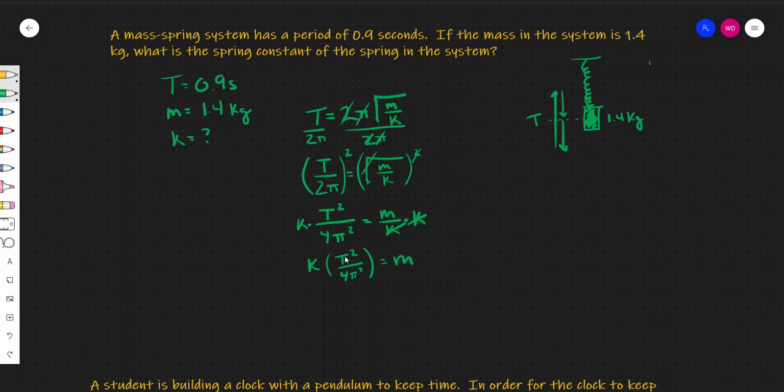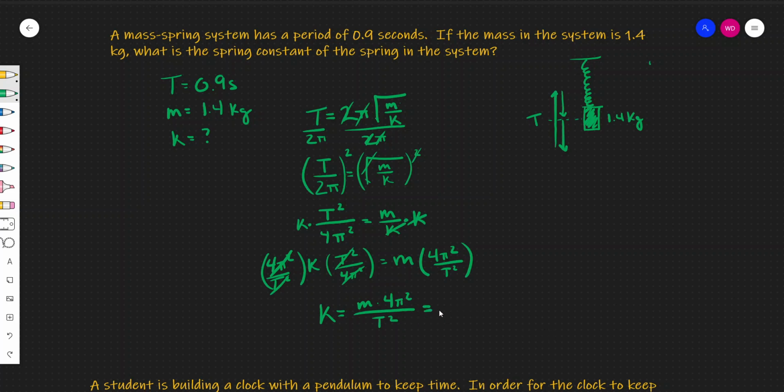So I need to get 2 pi squared over 4 pi squared away from this side and over here. So I need to take the opposite of it. So 4 pi squared over t squared, right? Because now 4 pi squared up top and bottom cancel, t squared canceled. If I do it to one side, I have to do it to the other. So then 4 pi squared over t squared. So now those cancel and this cancels. So the only thing I have left on this side is k. So k is equal to mass times 4 pi squared over t squared. Yay, I have k all by itself.